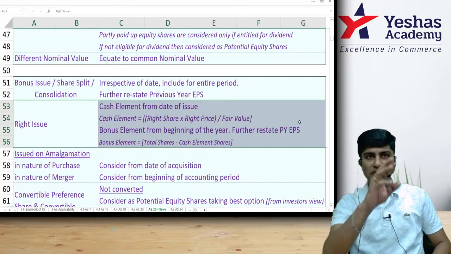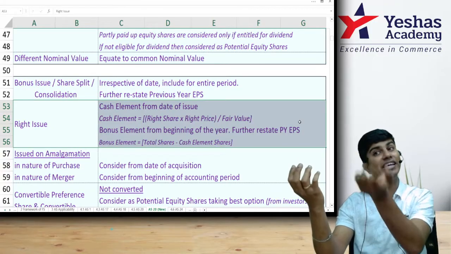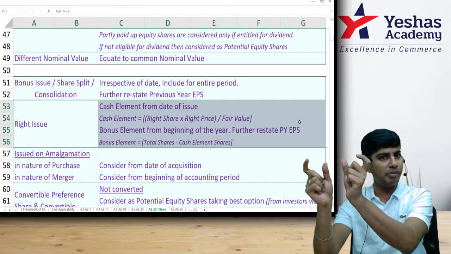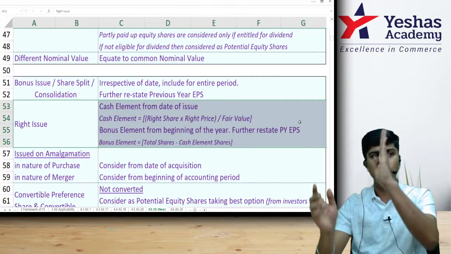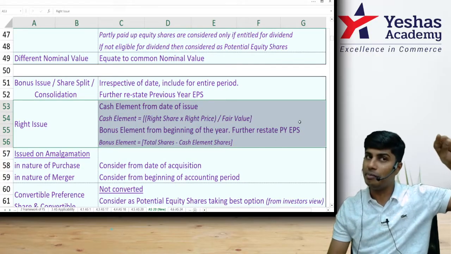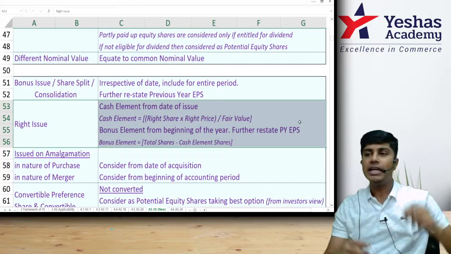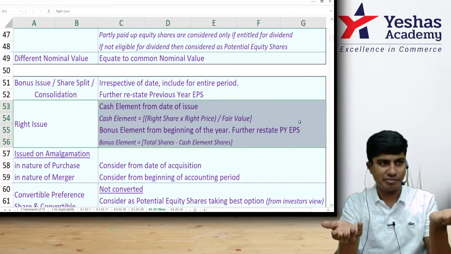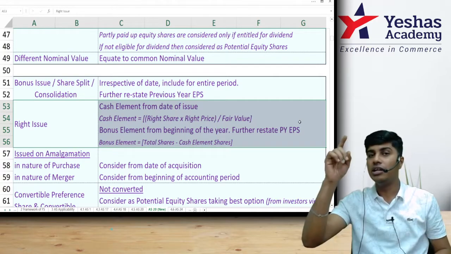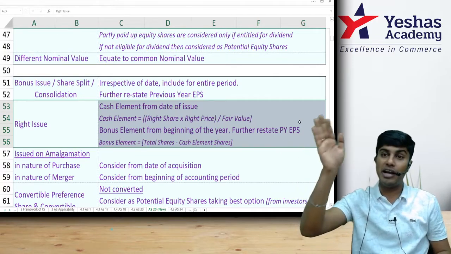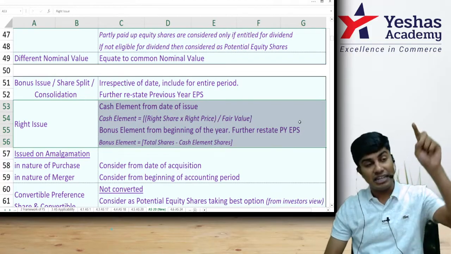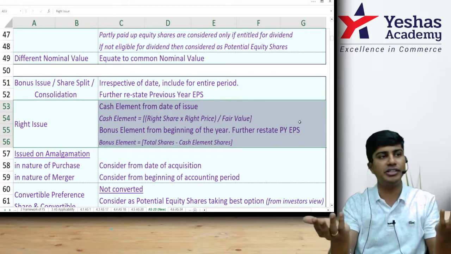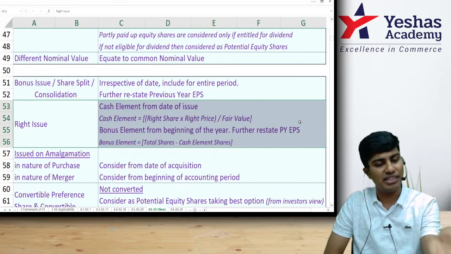How will you find it? Number of shares before rights issue multiplied by price before rights issue, that is the cum-rights price, plus number of rights shares multiplied by rights issue price. This is our numerator. In the denominator, you take number of shares before rights issue and number of rights shares, that is total shares after rights issue. I'll repeat: number of shares before rights issue multiplied by cum-rights price plus rights shares multiplied by rights issue price, whole divided by shares before rights issue plus rights shares. You get the theoretical ex-rights price, that is the fair value.